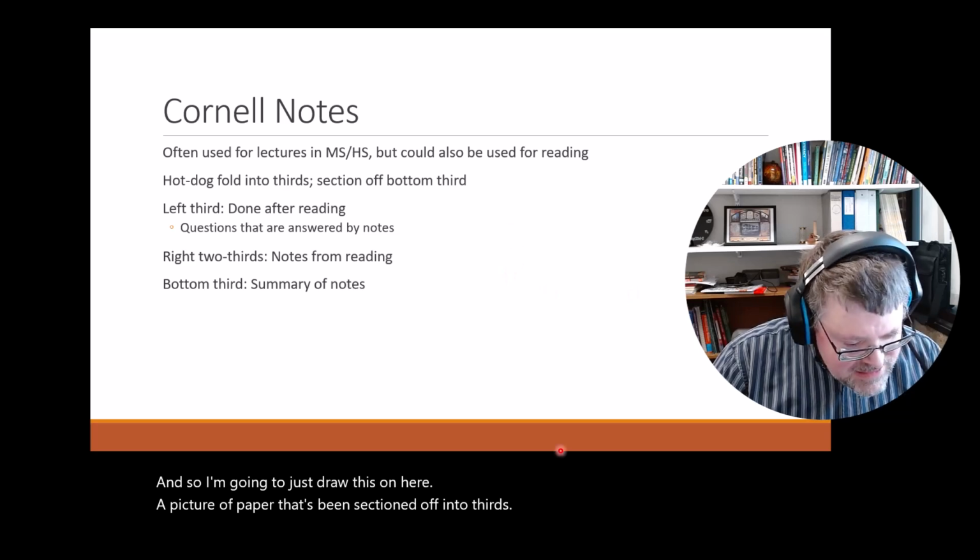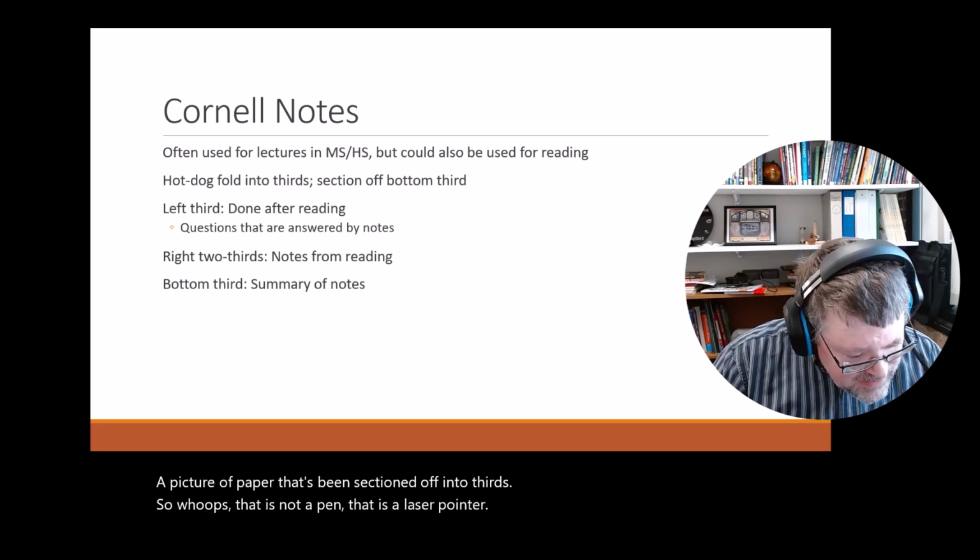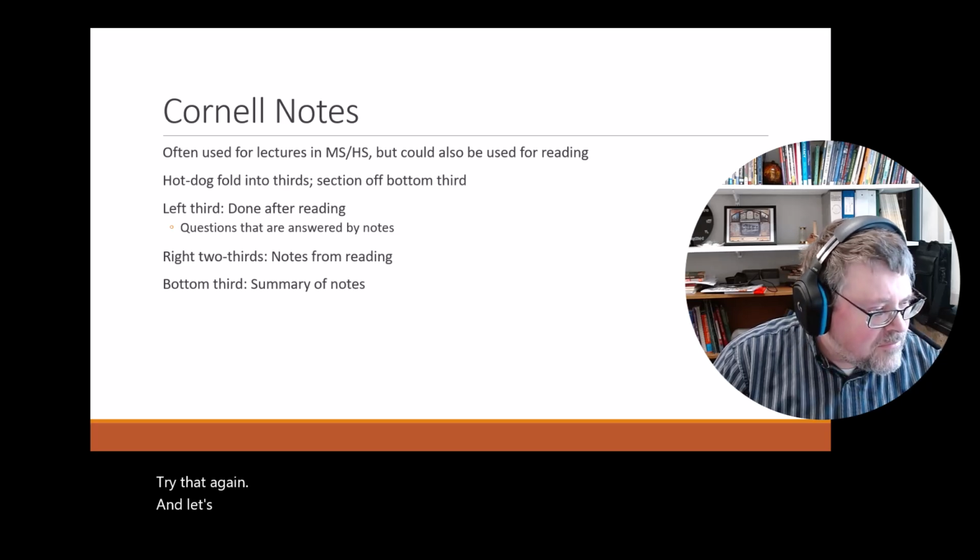So, whoops, that is not a pen. That is a laser pointer. Try that again. And we'll just do regular color.